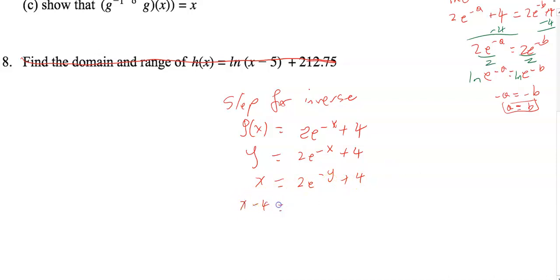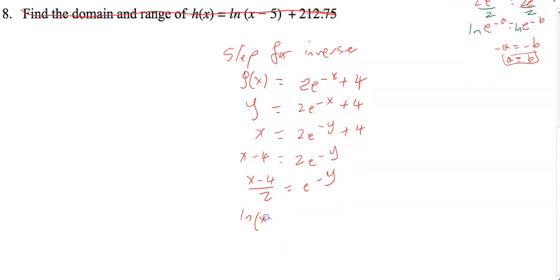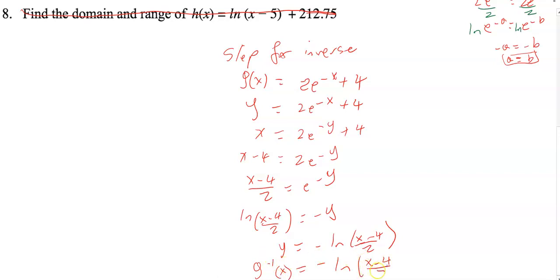So x minus 4 is equal to 2e to the negative y. x minus 4 over 2 is equal to e to the negative y. Take ln of both sides. You have ln of x minus 4 over 2 is equal to negative y. So then y will be equal to negative ln of x minus 4 over 2. And so your g inverse of x is equal to the negative ln, so write this properly: g inverse of x is negative ln of x minus 4 over 2.